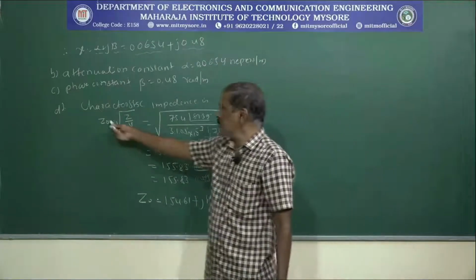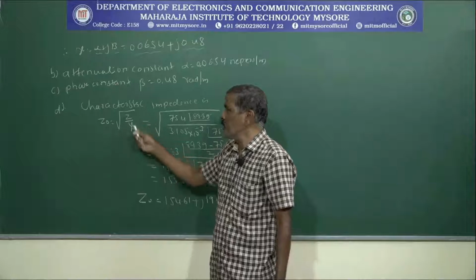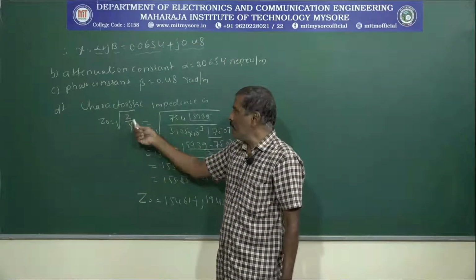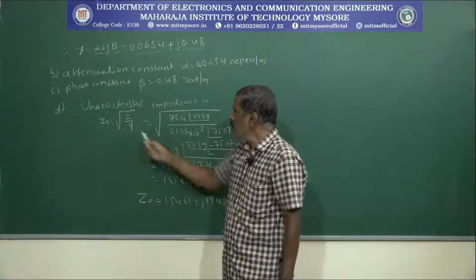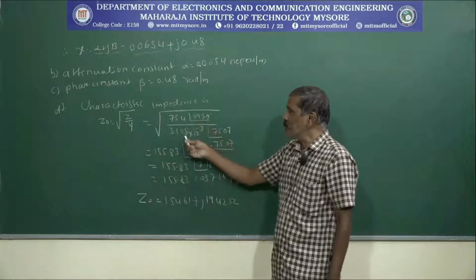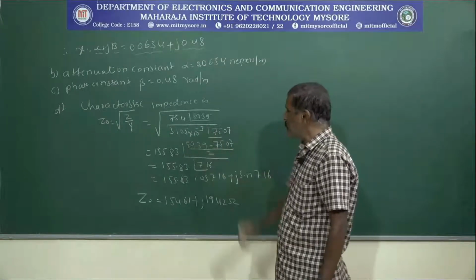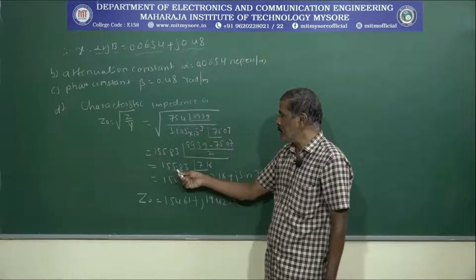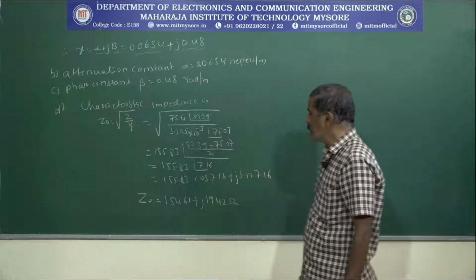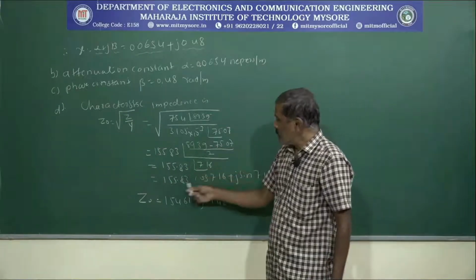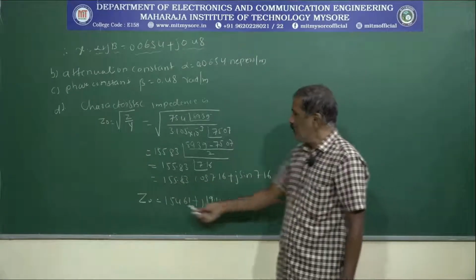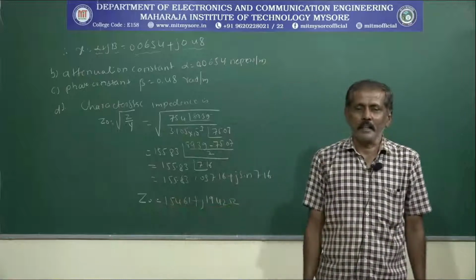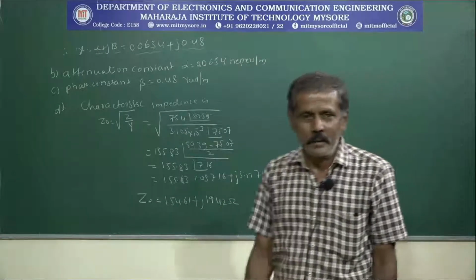The characteristic impedance is calculated by the formula root of z divided by y, and we already calculated the value of z and the value of y. Substitute the values of z and y, and simplify these equations. So we are going to get it as 155.83 at an angle of 7.16. Once you substitute the values and simplify, I am going to get the value of Z0. So this Z0 is the characteristic impedance of the transmission line.